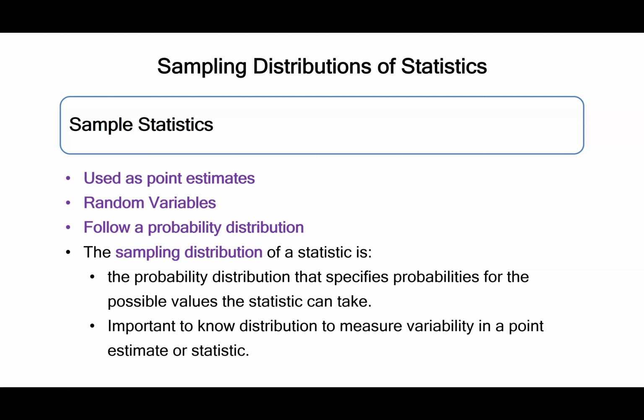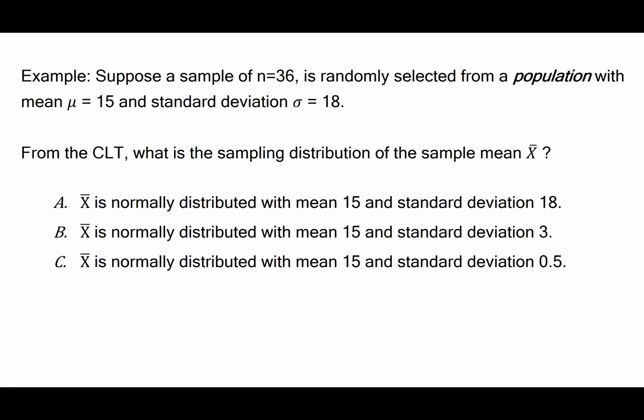So here's an example. It's a great place to pause and give this a try. I'll go ahead and pause a moment after I read it. So suppose we have a sample of 36. I'm not sure 36 what, and we randomly selected these 36 from a population that has a mean of 15 and a standard deviation of 18. So based on what we know, what is the sampling distribution of the sample mean? So I'll give y'all a second.